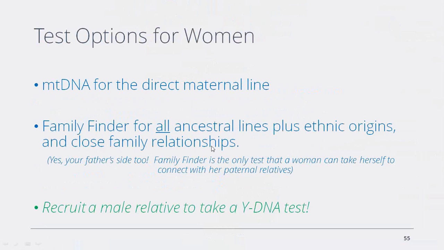And I do have a little note down here because even by the end of the presentation, I still sometimes get this question: can women find information about their paternal side ancestors from their own DNA? And with Family Finder, absolutely. With Family Finder, you always have to keep in mind, the autosomal DNA you get from both parents. And so Family Finder is the only test the woman herself can take to connect with her paternal relatives, because you do have your autosomal DNA from your dad.